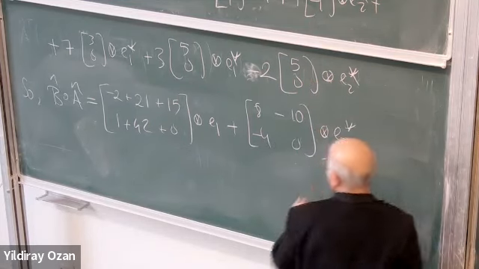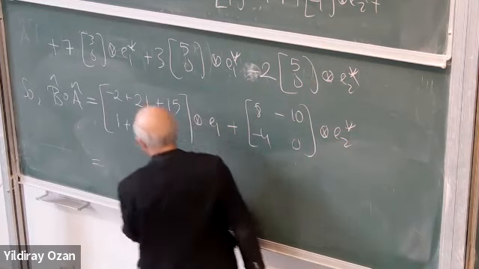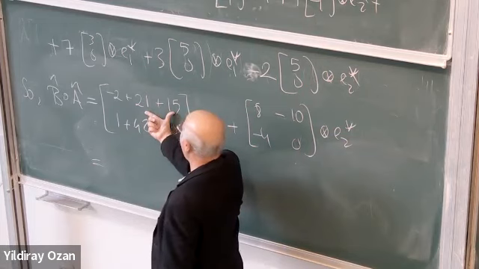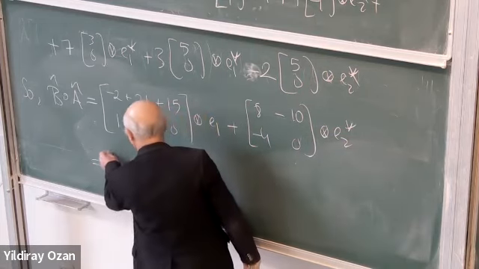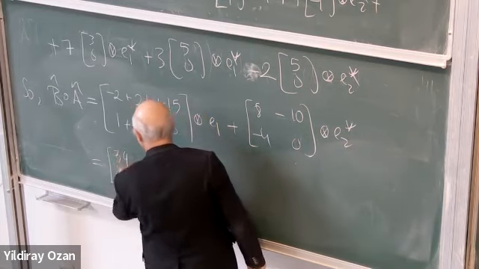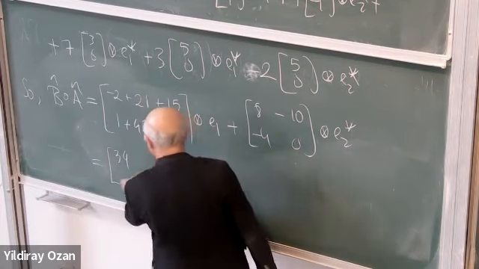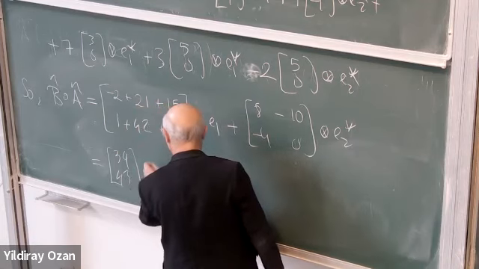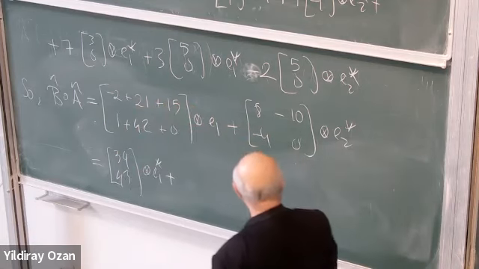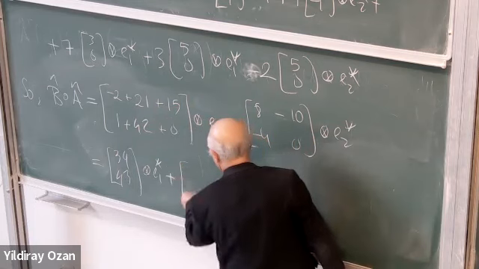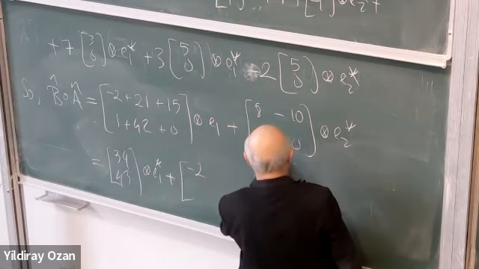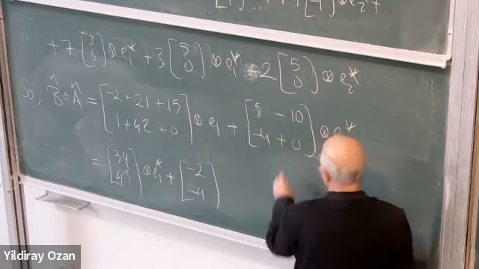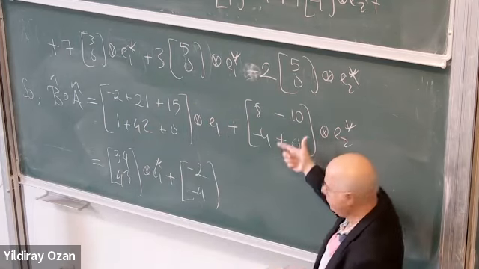E2 star. So what is this one? 36, 34. Buradan da 43 mü? E star var. Eksi 2 ve eksi 4. Burada aralarında artı var. Yani bunlar matris değil mi? Evet.